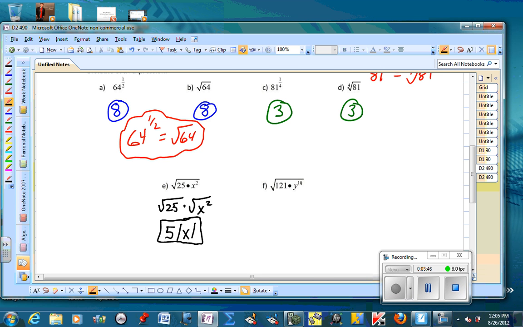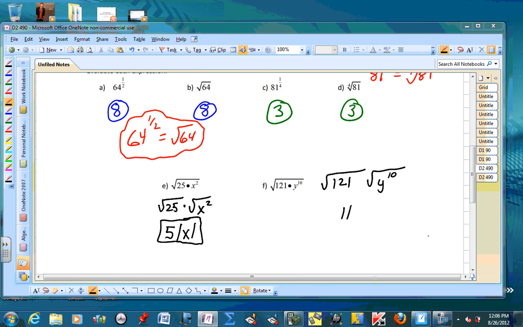Now moving on to part F. We're going to take 121 times y to the 10th power underneath the radical and split that up into two radicals. The square root of 121 times the square root of y to the 10th power. So let's look at it like this. The square root of 121 is 11. And now we need to figure out what the square root of y to the 10th power is.